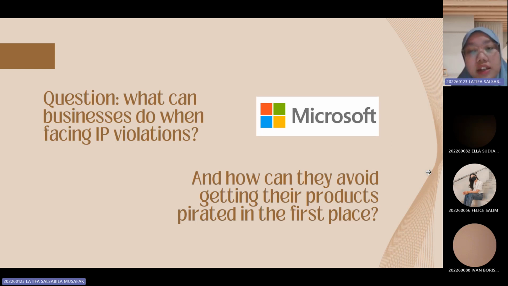All right, so let's just talk about a case. When a business is facing IP violations, such as Microsoft here, what can they do, and how can they avoid getting their products pirated in the first place? They have various options. They can lobby the governments for stronger international agreements, such as the TRIPS agreement, which requires minimum IP protection standards. Additionally, they can file lawsuits against the infringers, such as Starbucks suing a Chinese copycat. Or they can avoid high risk markets with weak IP laws, so they can just avoid a country entirely, or they can be vigilant against pirated products entering the home or other markets.